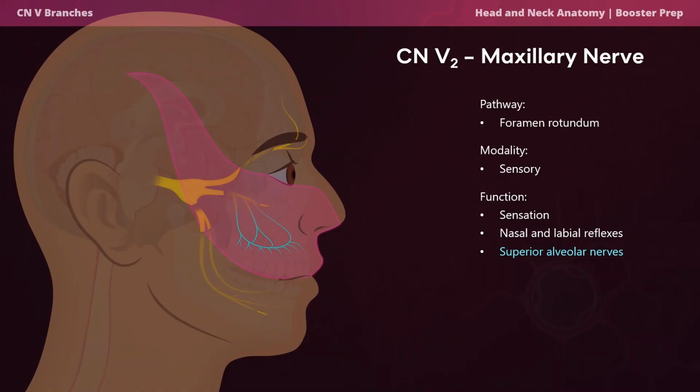It's important to know that the alveolar nerves, superior and inferior, branch off of both V2 and V3 and are involved in the anesthetizing of teeth. These nerves also transmit pain after a 3rd molar extraction.